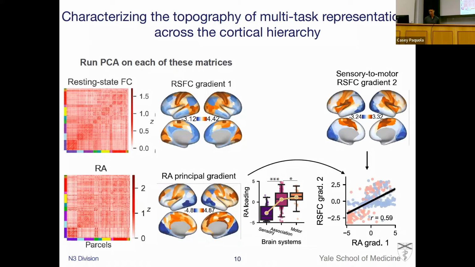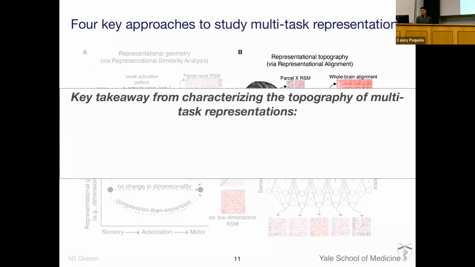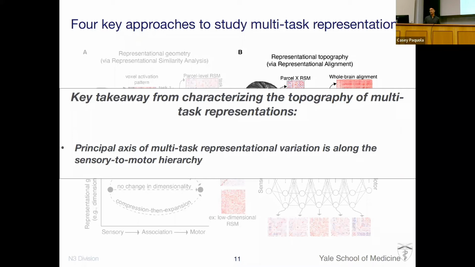All right, so now the main takeaways from that. There are more characterizations that we had in the preprint that I'll link to at the end, but the main takeaway is that the principal axis of multitask representational variation is primarily along the sensory motor hierarchy. This intuitively makes sense because sensory and motor cortices are amongst the most functionally specialized brain regions in cortex. So it makes sense in a multitask battery that you have very functionally distinct representations in those two areas. So functionally different and distal.